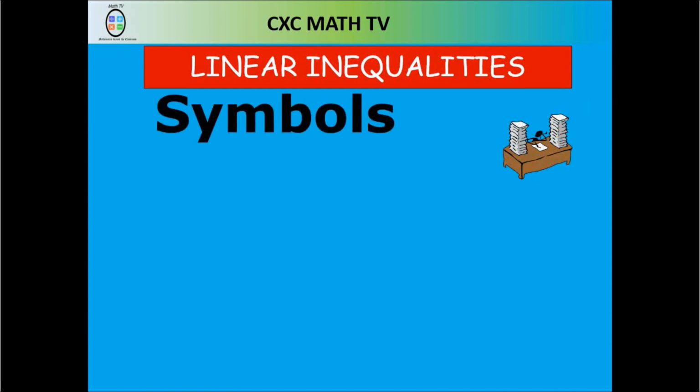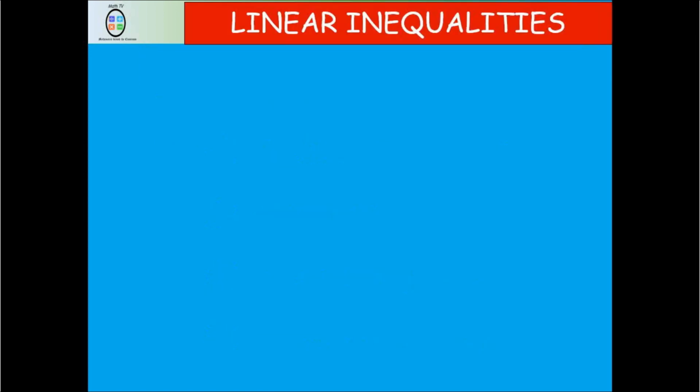Now, in inequalities, there are some symbols that we must know. These are the four symbols. You must know them. The first one, the less than symbol. The second one, the greater than symbol. The third one, less than or equal to. And the last one is greater than or equal to. All right, so let's look at each symbol.